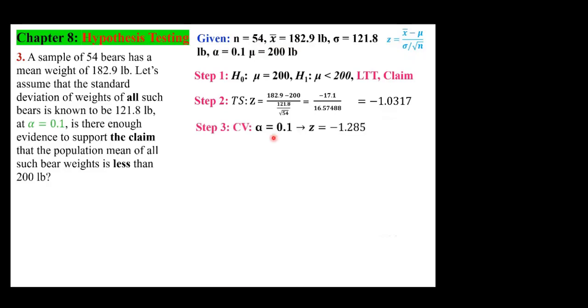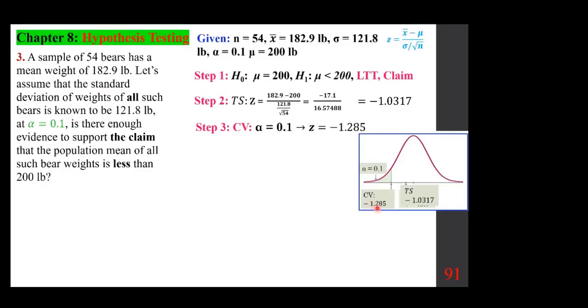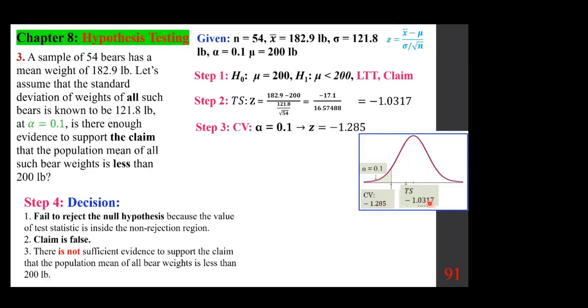Critical value, alpha is 0.1. Since sigma is given, is known, we go with the Z distribution. Z becomes negative 1.285, looking up the table. Let's do the drawing. The critical value of negative 1.285 and the test statistic, negative 1.0317, is way into the non-rejection region. So fail to reject the null hypothesis. Now, if we are not rejecting the null hypothesis, what happens? We go back to step one to make that decision.